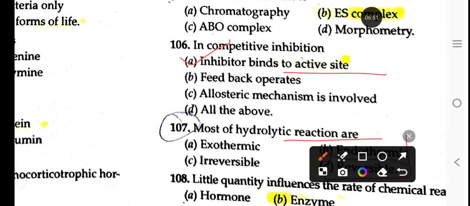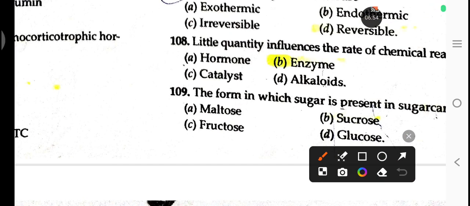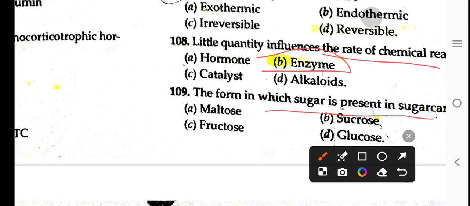Next, a little quantity influences the rate of chemical reaction. So it is enzyme, they are required in very small amount and they influence the rate of reaction. The form in which sugar is present in sugar cane. So it is sucrose. Option B, cane sugar.